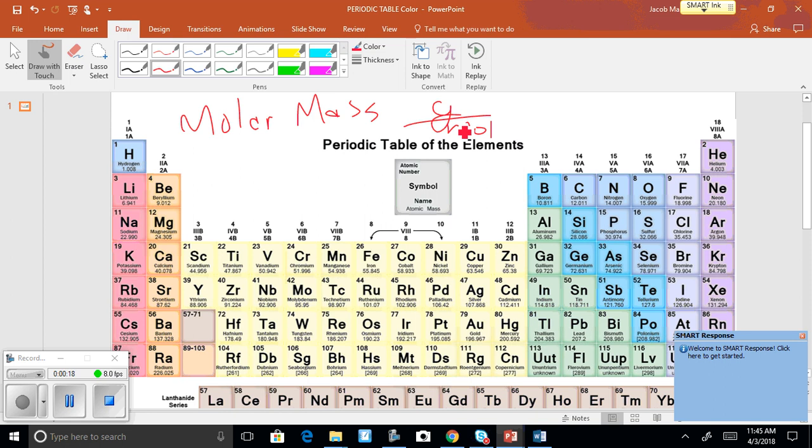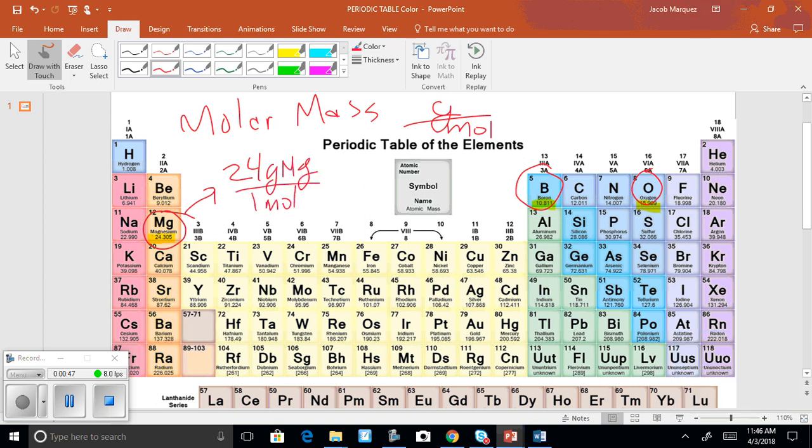Now, in order to figure out the molar mass of any element like boron or oxygen or magnesium, all you have to do is just look at the number at the bottom. We usually call this the atomic mass, and that'll give you the molar mass for that element. In other words, for magnesium, the molar mass is 24 grams of magnesium for every 1 mole of magnesium, right? And that's molar mass, or grams per mole.